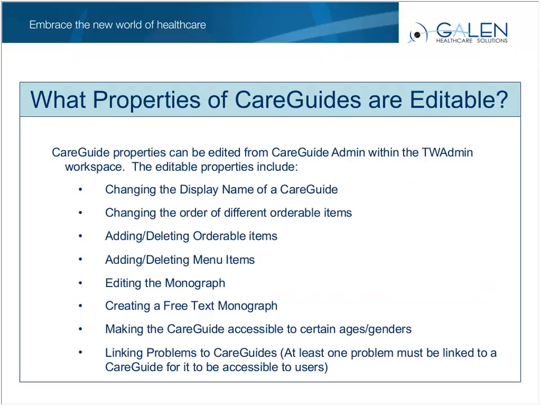The options when editing a Careguide include changing the display name of a Careguide, changing the order of different orderable items, adding or deleting orderable items, adding or deleting group items, editing the monograph, creating a free text monograph, making the Careguide accessible to certain ages or genders, and linking problems to Careguides. Remember that at least one problem must be linked to a Careguide for it to be accessible to users. I'll demonstrate how to edit a Careguide in just a couple minutes.